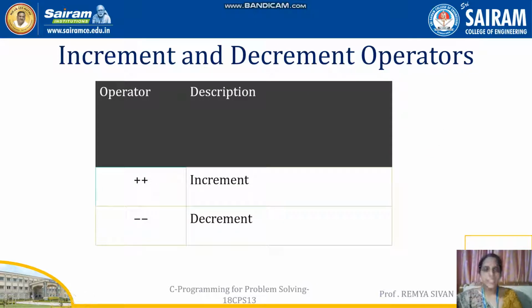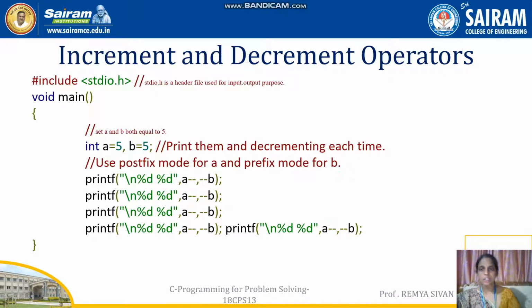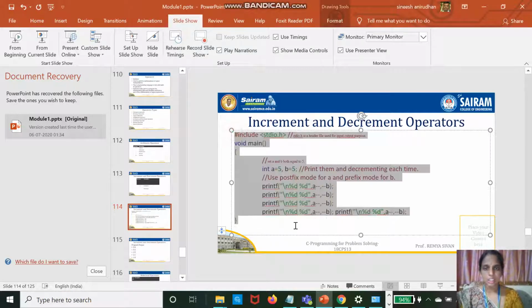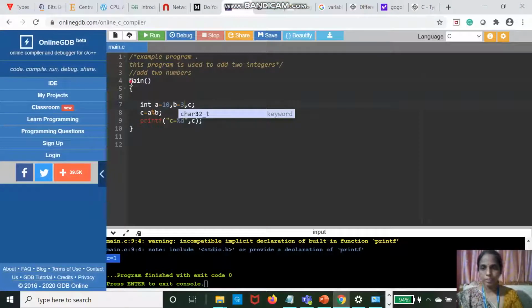Then increment and decrement operators. Plus plus and minus minus are the increment and decrement operators. I'll show the examples and explain it. See, we'll take the same program, okay? Control C, we'll take the same program and I'll explain it.